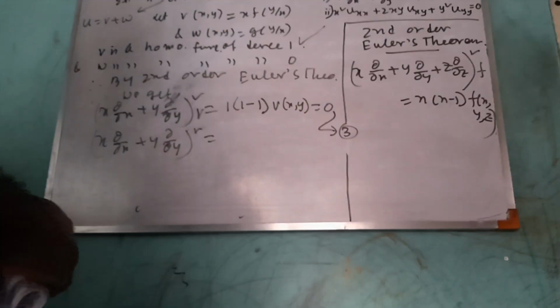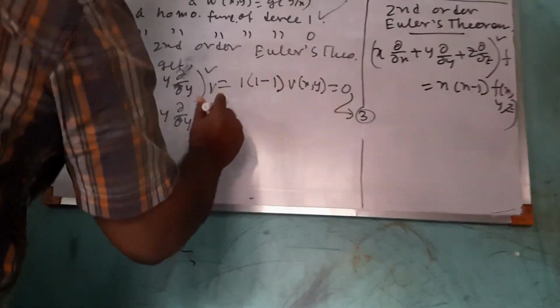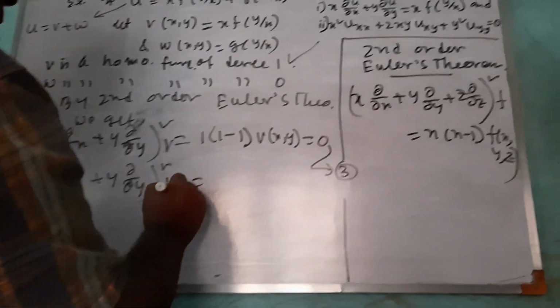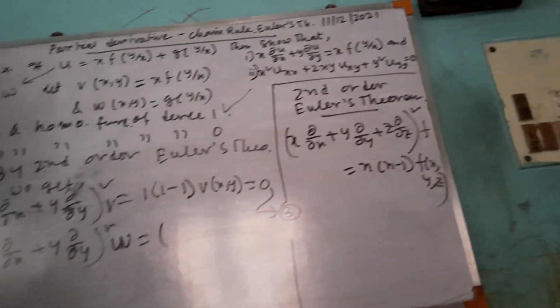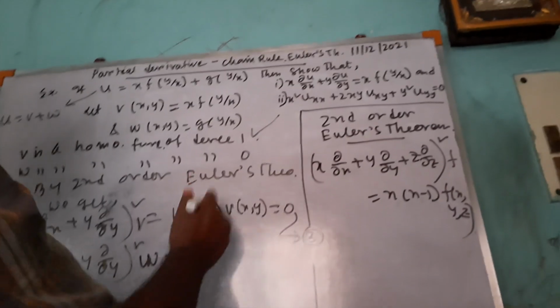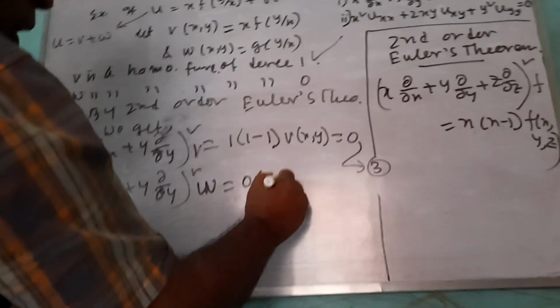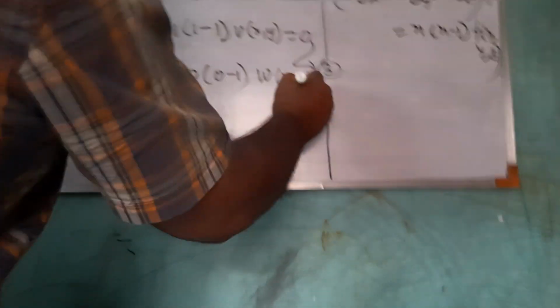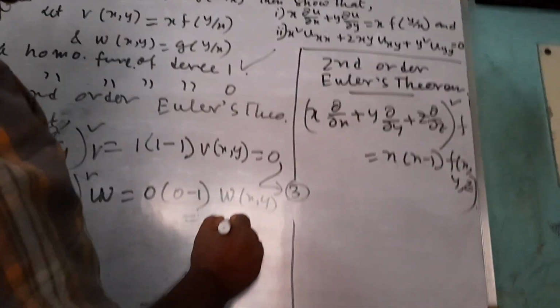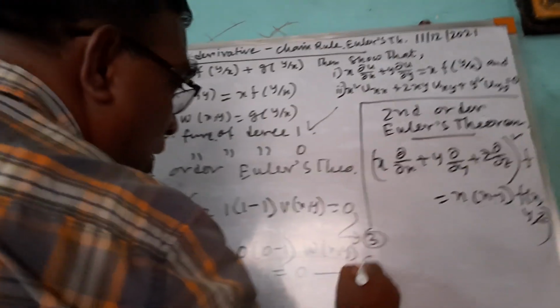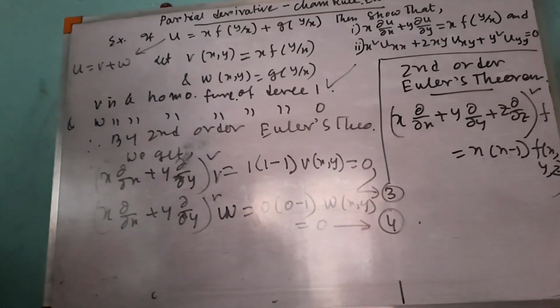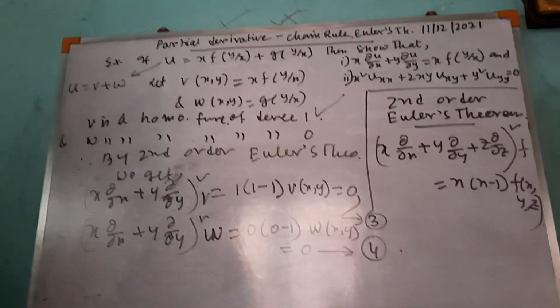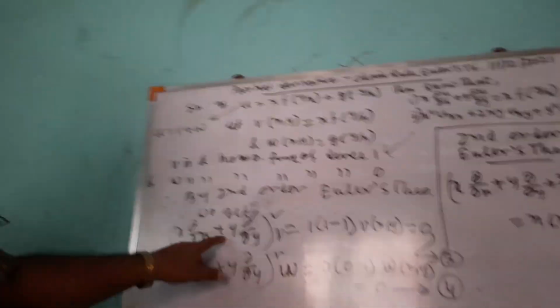So now (x ∂/∂x + y ∂/∂y)² w is equal to 0 into (0−1) into w, since it is of degree 0. That comes again 0. So this is equation 4. Try to understand. This is what we are getting. How are we getting these two?